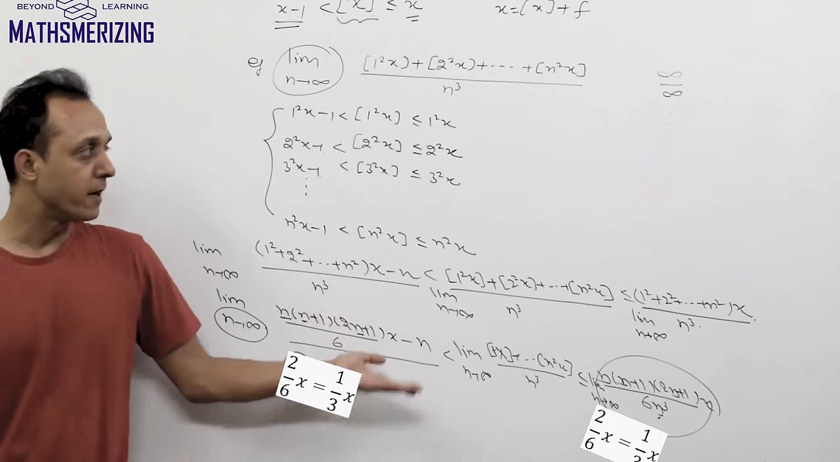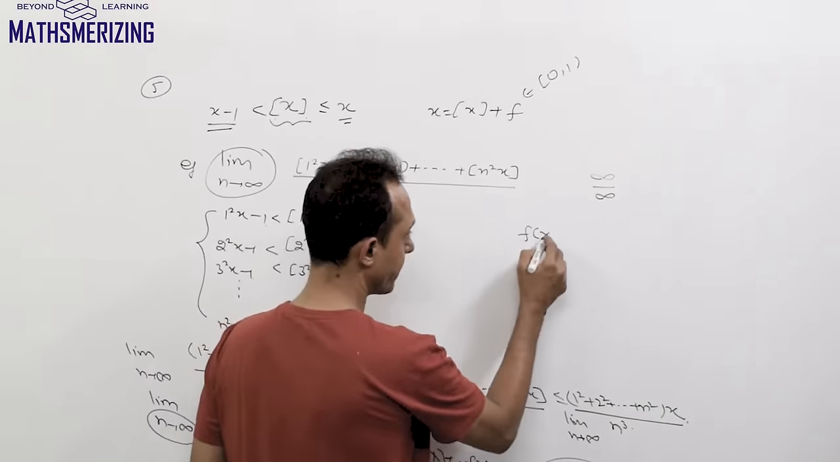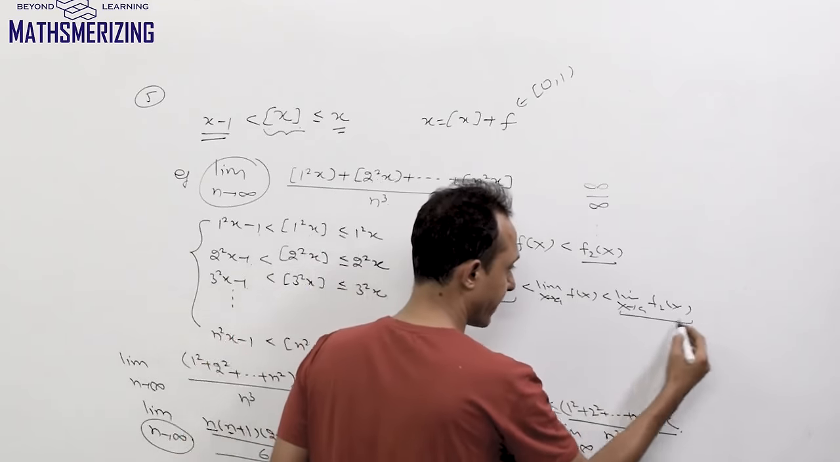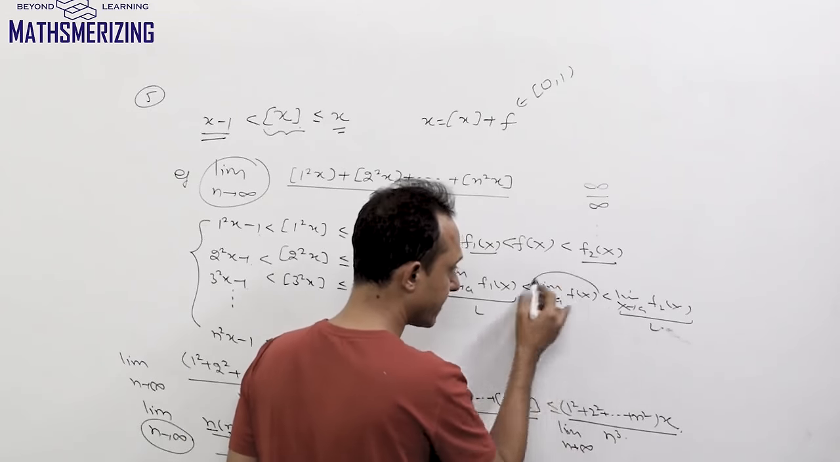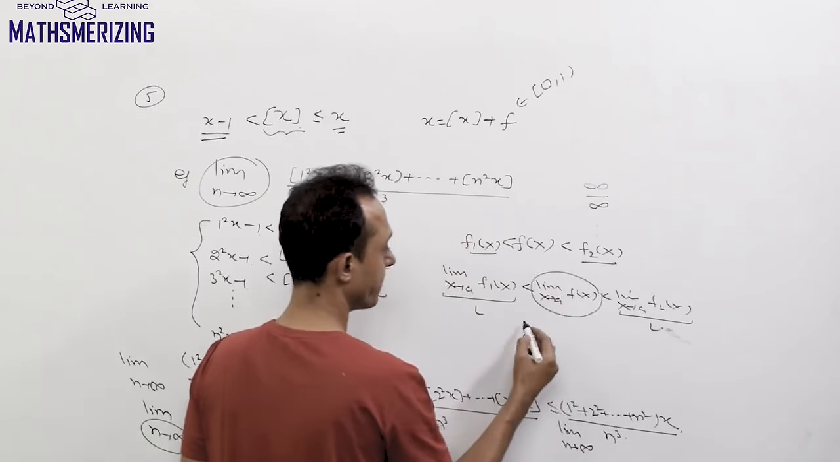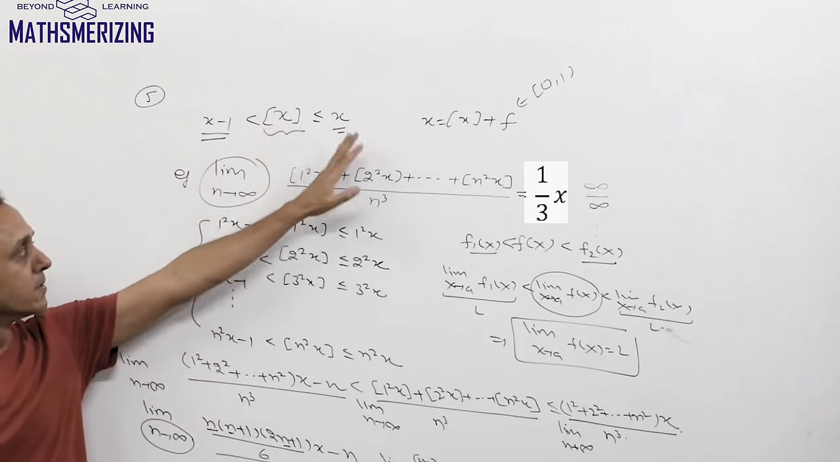The sandwich theorem, or squeeze play theorem, says if we have a function f(x) which lies between f1(x) and f2(x), and if I take the limit as x tends to a of f1(x), and the value of this limit is L and the value of the second limit is also L, then in that case the limit of this function, as x tends to a of f(x), will also be L. So from the sandwich theorem we can say that the value of this limit will also be 1 by 3 x. We use this property while solving problems in limits.